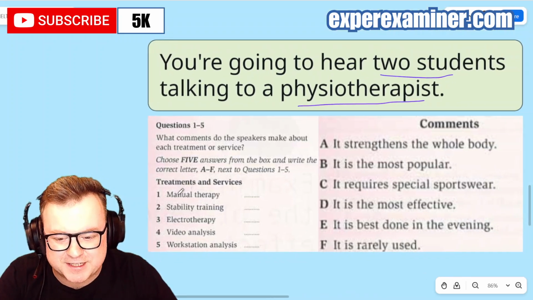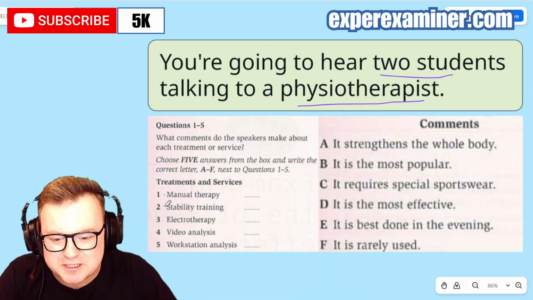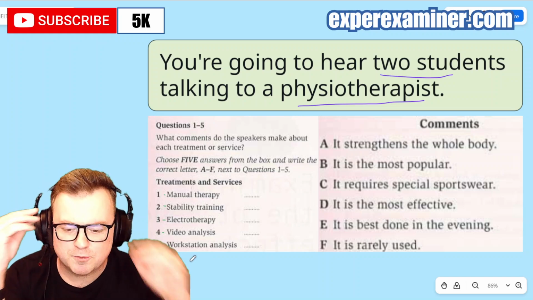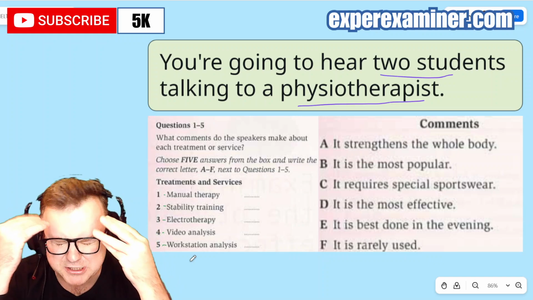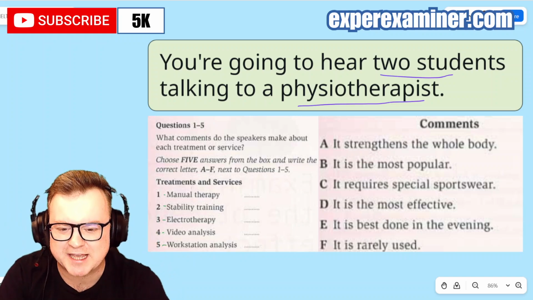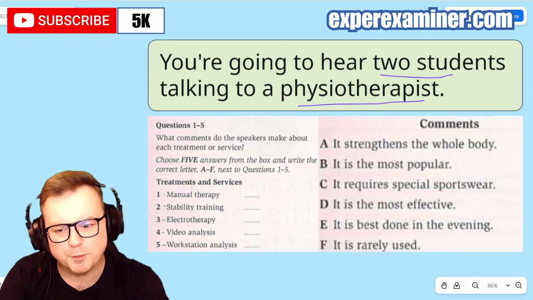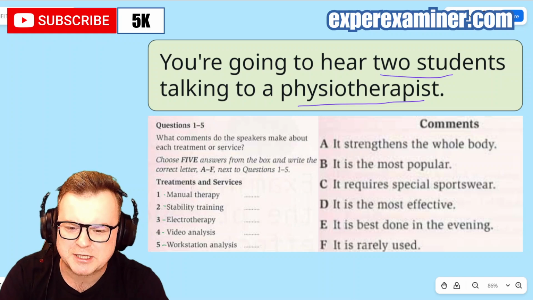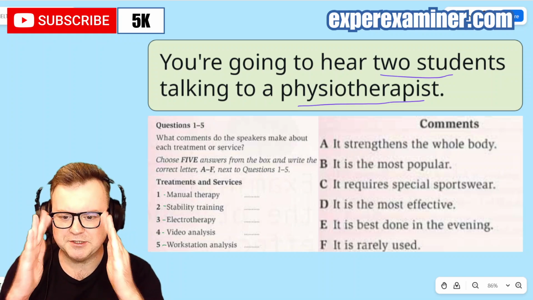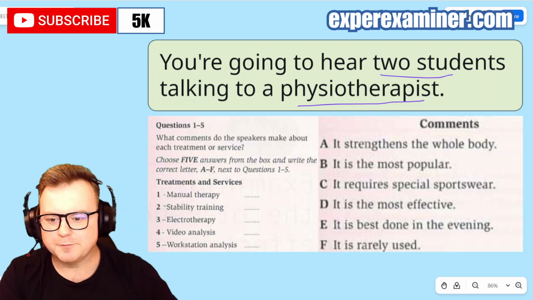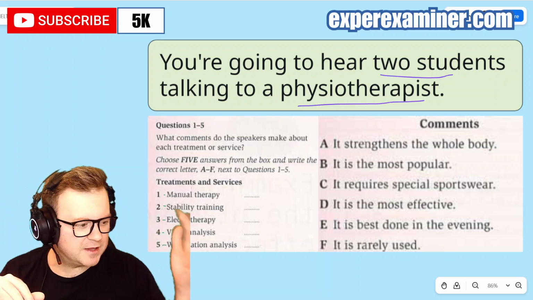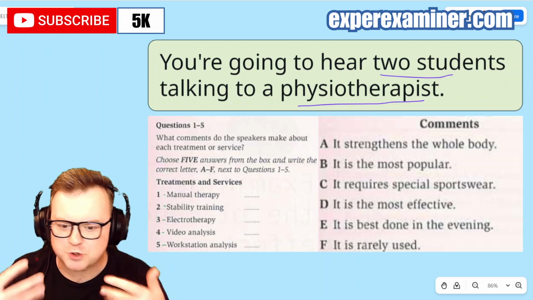Probably we don't need to paraphrase any of this stuff. These look like really fixed, frozen terms: manual therapy, stability training, electrotherapy, video analysis, workstation analysis. As I'm reading through this, I'm imagining some things. Manual therapy, never heard of it, I can't even guess what it is. Manual is often the opposite to automatic, but I don't know what manual therapy would be. Stability training, my brain is thinking about how people balance. Electrotherapy, I'm thinking shock. Video analysis, somebody makes a video of something and then watches it. Maybe you see how somebody runs or how somebody walks.